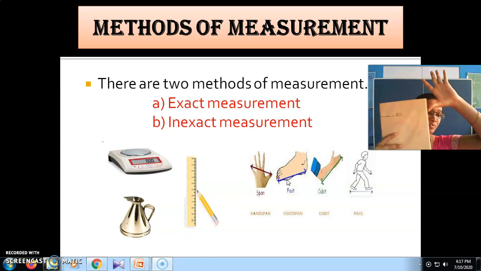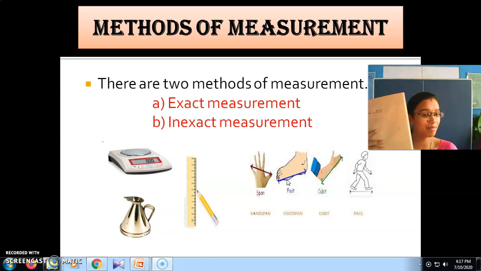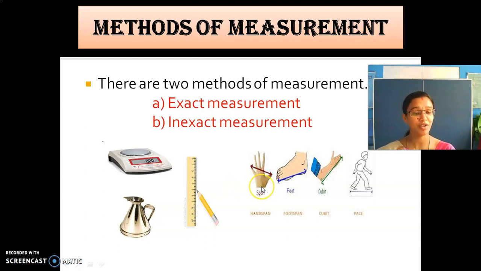If a person who is smaller than me is measuring it, what would happen? The reading changes because the hand span is not the same for everyone. The foot is also not the same for everyone, because it changes from one person to another. And the next one is cubit. It also changes from one person to another. So these are all called inexact measurement. The others are exact; that is the correct reading you are able to get from them.